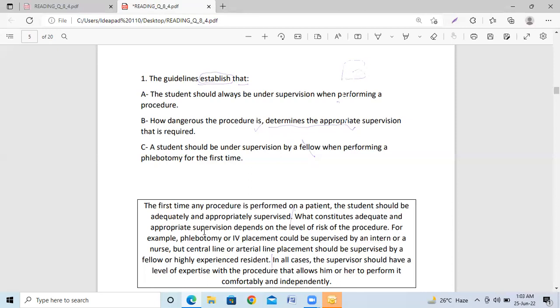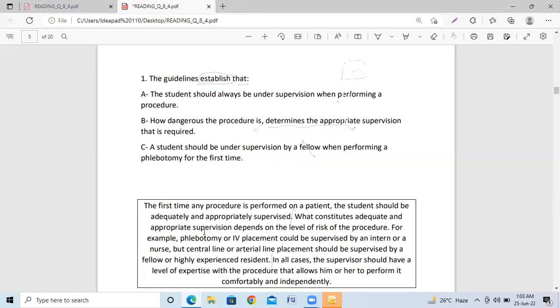Whoever supervises a person should have enough knowledge or expertise to perform that procedure independently and comfortably, okay? Now, we understood the text: if a student is doing something for the first time, he or she should be supervised. It also says that what is adequate supervision depends on how risky the procedure is.